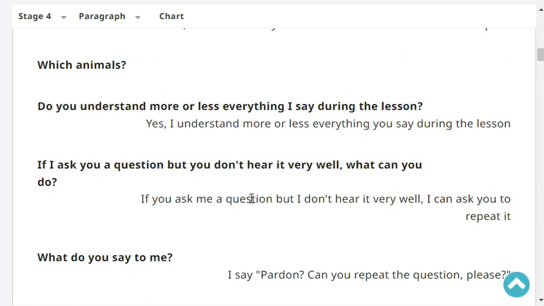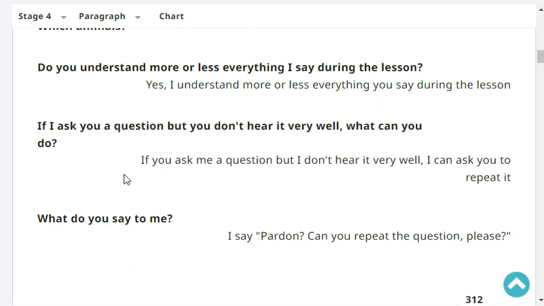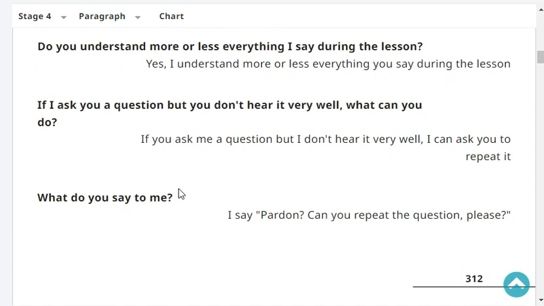Do you understand more or less everything I say during the lesson? Yes, I understand more or less everything you say during the lesson. If I ask you a question but you don't hear it very well, what can you do? If you ask me a question but I don't hear it very well, I can ask you to repeat it. What do you say to me? I say, pardon. Can you repeat the question, please?